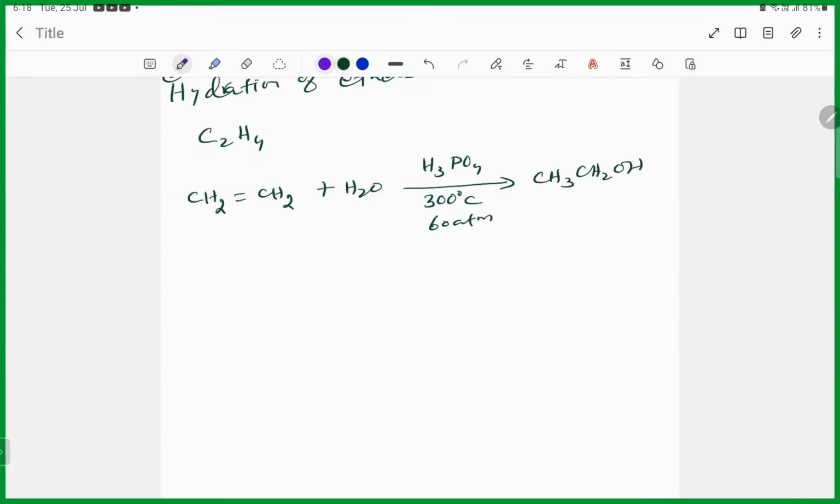Now, at last, we are going for the uses. Whatever organic compound we are studying, we look at how to prepare it, what the physical properties are, what the chemical properties are, and what the applications are. So ethanol is used for the manufacturing of paints, dyes, and varnish.